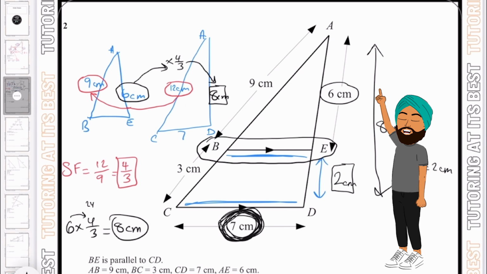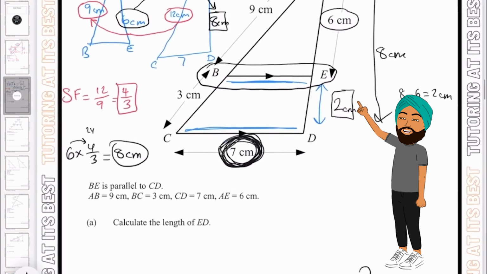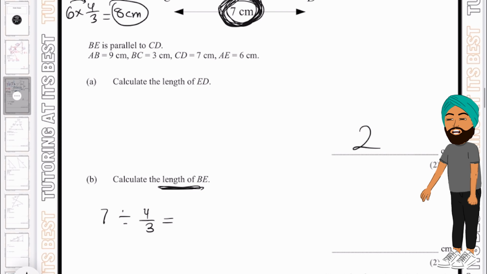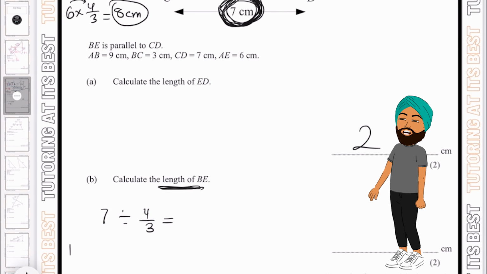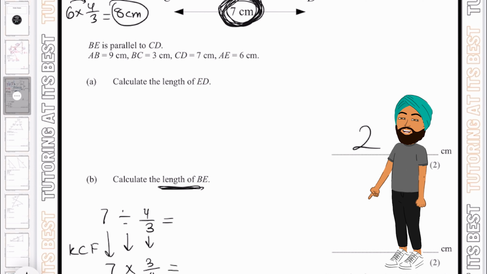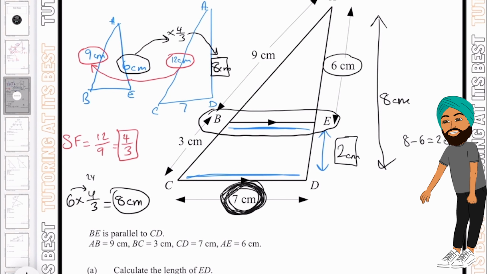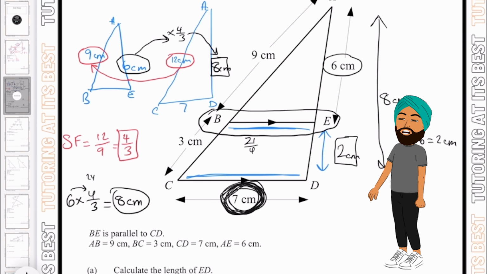So if the larger side is 7 centimeters, all we need to do is have our 7 divided by 4/3, which, if we use our keep it, change it, flip it, we'll keep it as 7, change it into a multiplication, and flip this into a 3/4. We can then multiply this out, which is 21/4, or we can say 5.25. So now we know that our B to E will be 21/4, or 5.25. And there we are.